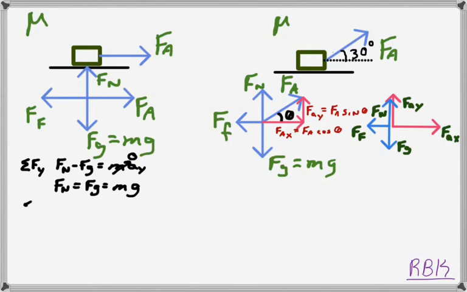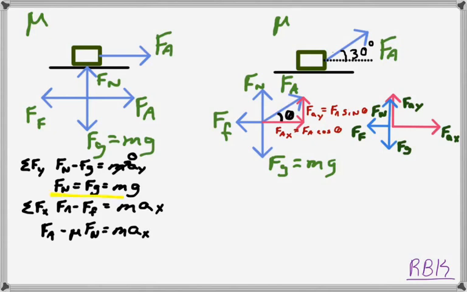In the x direction, if we make FA positive and force friction negative, we're going to have FA minus force friction equals the mass times the acceleration in the x direction. Force friction is the coefficient of friction times force normal. And then I'm going to plug in force normal equals mg for force normal and divide both sides by m to solve for the acceleration.